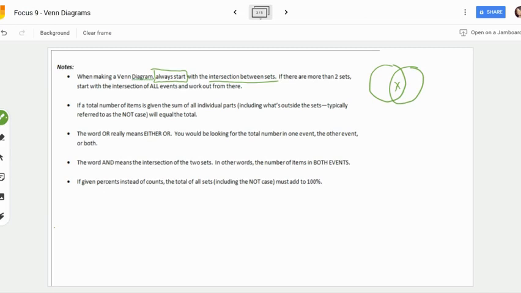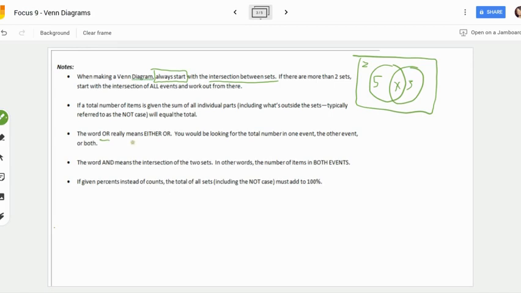If a total number of items is given, the sum of all individual parts will equal the total, and this includes what's outside of the sets, typically referred to as the not case, or things that don't fit into either category. So out of all items, there's a Venn diagram. Maybe there's 2 out there, and there's 5 in here and 3 in there, and then X number that fit both. If you add up all of these, that would give you the total number that you're talking about. And then this is interesting, so you may have to bear with me for a second.